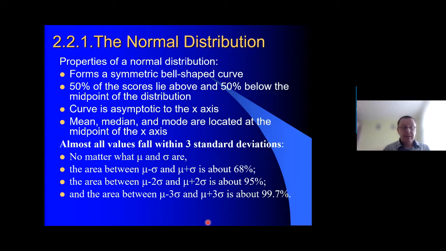And here is actually, in fact, explained these things. When we have properties of the normal distribution, it forms a symmetric bell-shaped curve, 50% of scores lie above and below the midpoint. The curve is asymptotic but never crosses the x-axis, which means the median and mode are located at the midpoint, and all three values fall within one standard deviation. No matter what the standard deviation is, like population and sample standard deviation, the area will work.